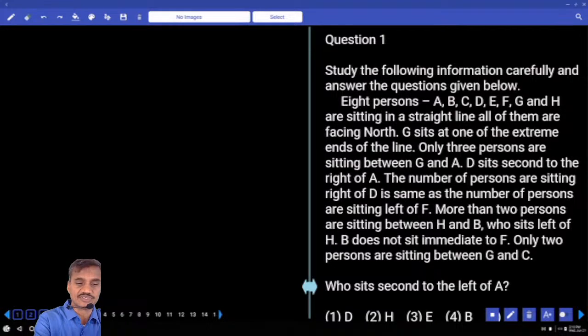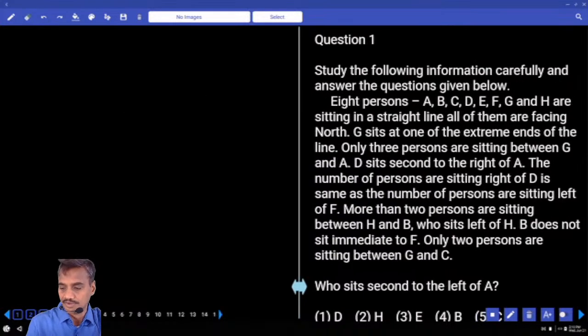Now paper number 60, RRB Clerk Prelims. Now question numbers 1 to 5. These 5 are based on seating arrangement. How many persons are there?